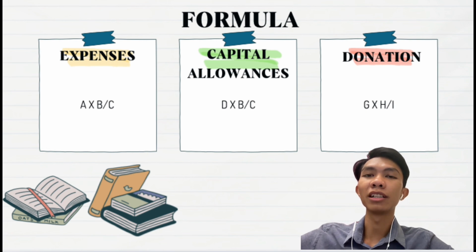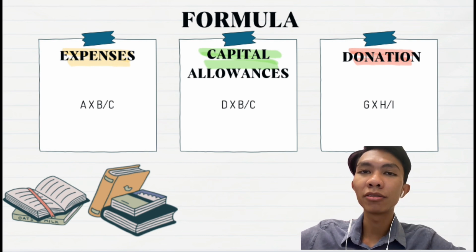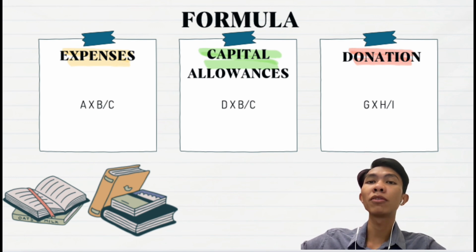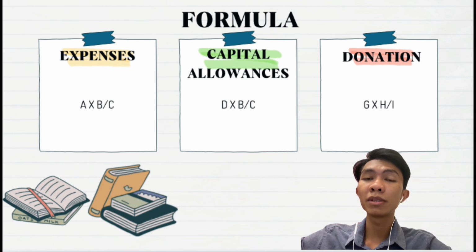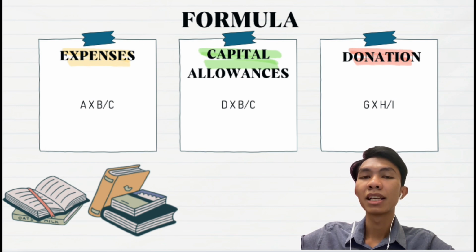Lastly, formula. The formula is related to allowable expenses, capital allowance and donation. Firstly, expenses. The formula for expenses is A times B divided by C. A is the amount of outgoing or expenses. Meanwhile, B is the gross income from transaction with non-members, and C is the gross income from transaction with both members and non-members. Secondly, formula for capital allowance is D times B over C.